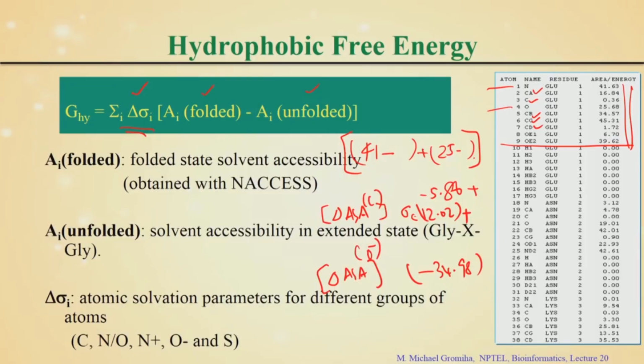So, we need the data from the folded states, and for all the 20 residues you have the data in the unfolded state, and for each atom type you get the difference and multiply it with the atomic solvation parameters. So, this is a folded state, unfolded state, multiply, then you will get the values. Do it for all the residues and add up everything together, then you will get the value for the GHY for all the atoms in a particular protein. So, easily you can calculate.